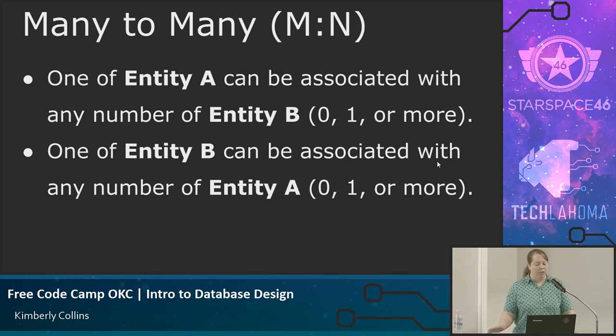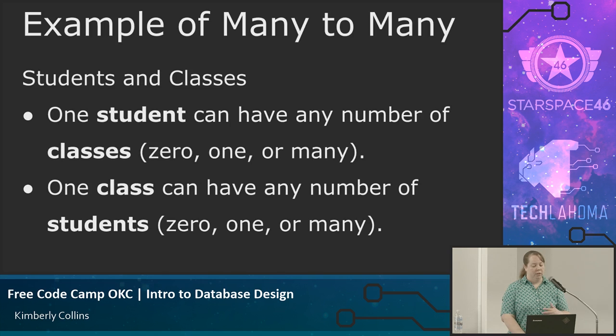So as opposed to one-to-many, we have many-to-many. That's usually denoted with M:N. This way is like one-to-many, but it's true on both sides, in both directions. One of entity A can be associated with 0, 1, or more of entity B, and vice versa. One of entity B can be associated with any number of entity A. And again, I hope this makes more sense with an example.